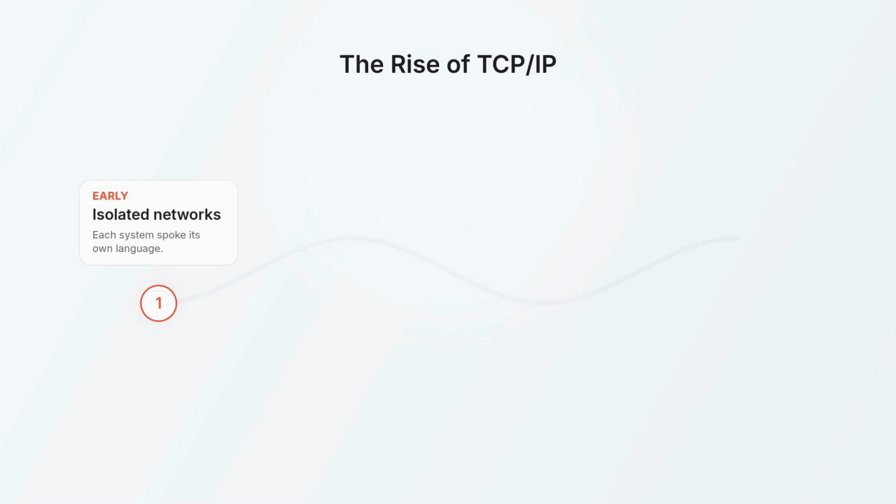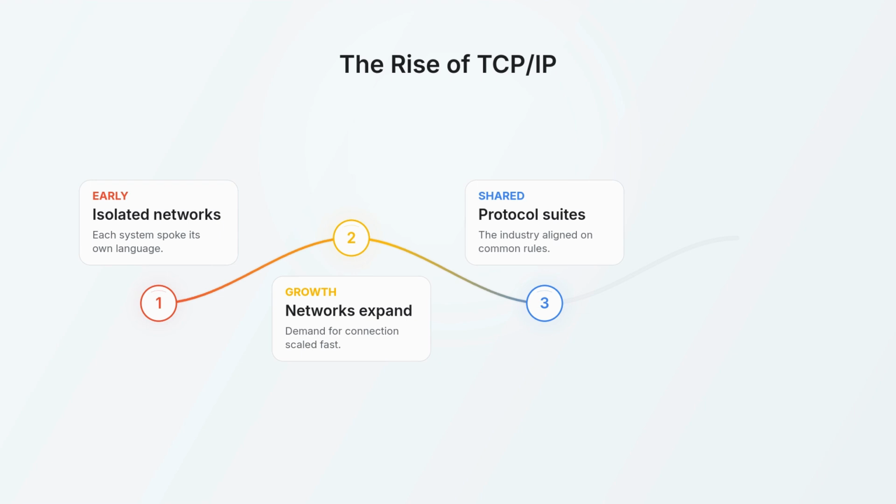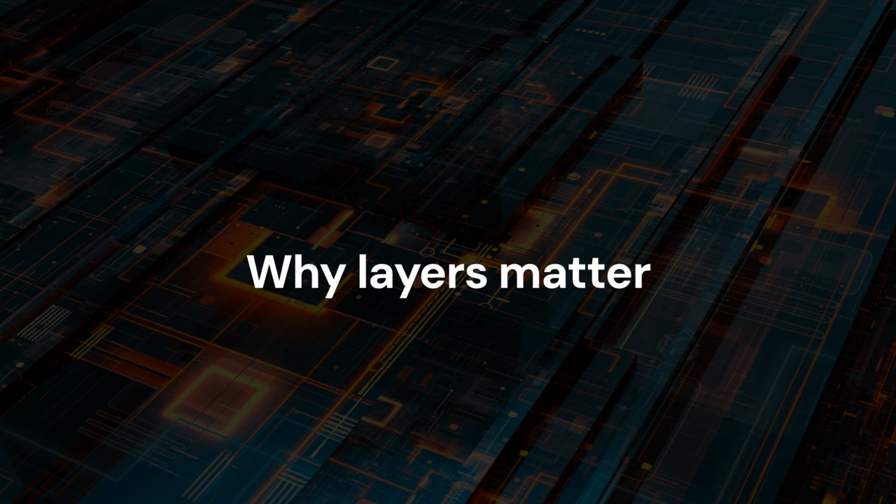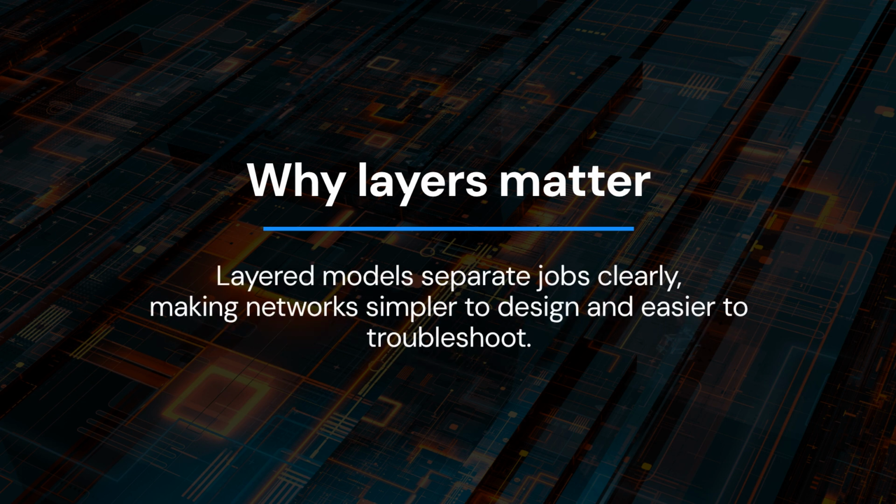As networks grew, the industry moved towards shared protocol suites, and TCP/IP became the practical foundation of modern networking. Layered models matter because they separate jobs clearly, which makes design simpler and problems easier to isolate when something breaks.